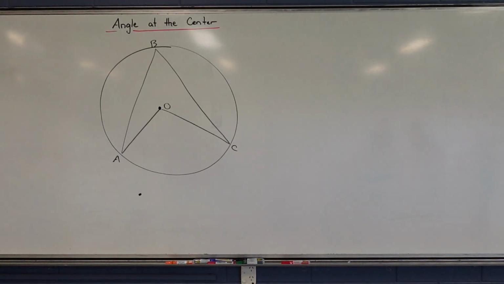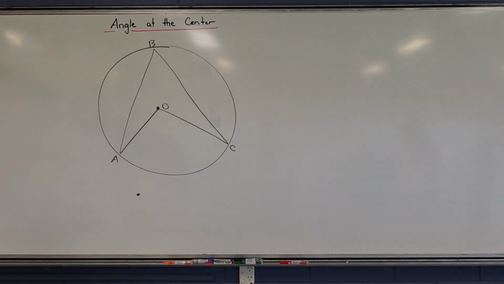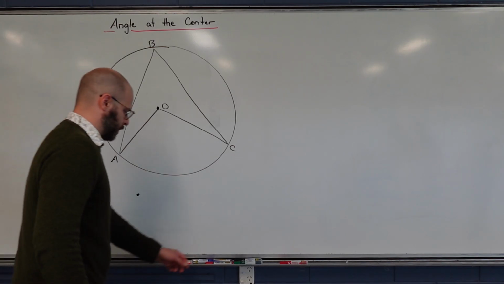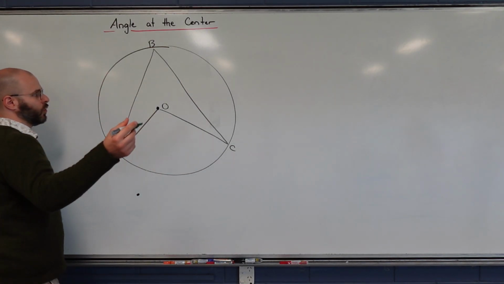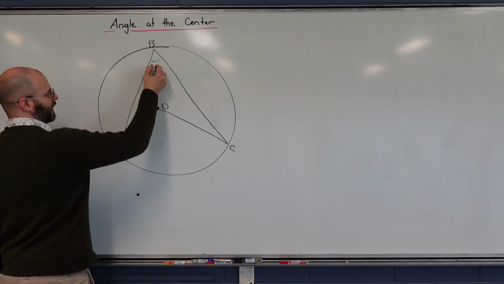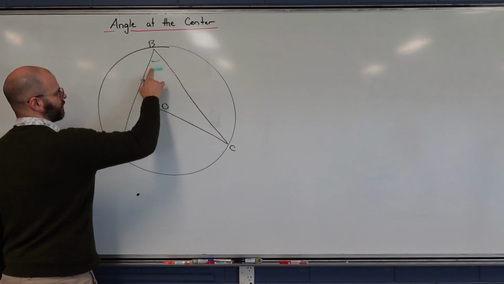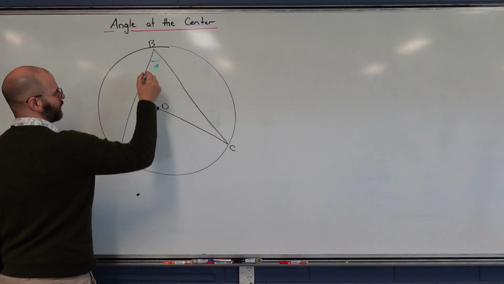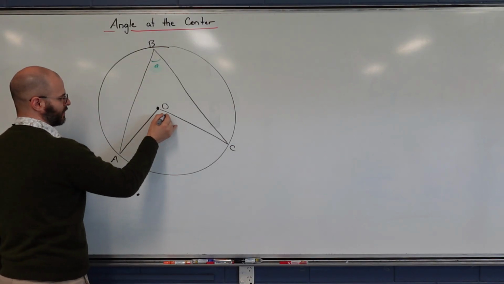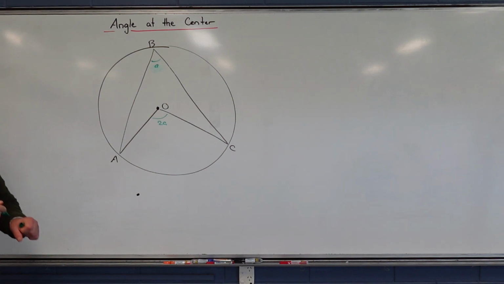Okay, so we're going to look at the angle at the center of a circle. The rule is that this angle over here, we'll call it 2A. Sorry, A for angle. This angle in here is half the size of this angle in here.